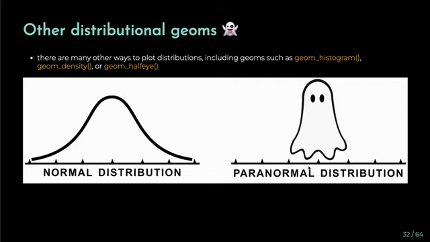There are several other distributional geoms, such as geom_histogram, geom_density, or geom_half_eye. A lot of them hide actually in an ancillary package called tidybayes, which is a super nice package to plot distributions. And again, distributions always mean that we have some kind of spread of values over a certain range. The paranormal distribution doesn't actually exist, but I thought it was funny.